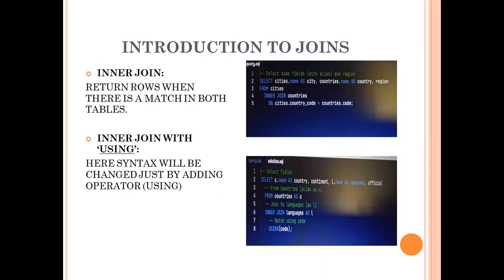So first of all, we'll talk about inner join. Inner join is basically a join which, if we apply it on a given condition or a given syntax, will return rows when there is a match in both tables. For example, I want to select city name, country's name, and region from the cities table, and I want to inner join it with the countries table, then I will use the inner join syntax.